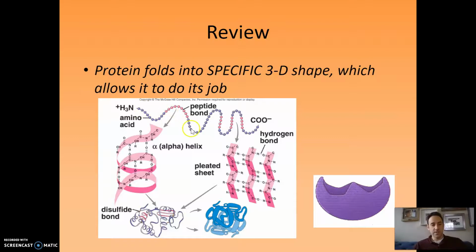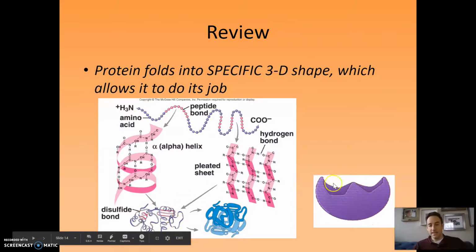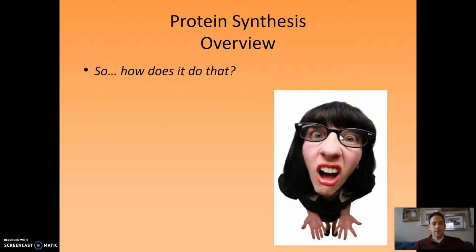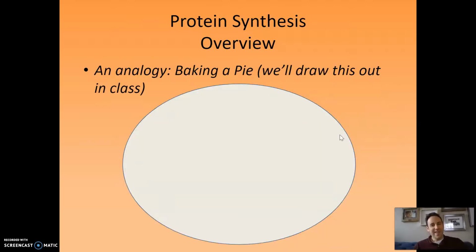And once that order is determined, that affects how it folds up into that specific shape, what the active site is going to look like, and what that protein is going to do in the cell. Again, DNA is the link between genotype and phenotype. Woot. So how does it do that? Well, that's where things get a little bit more complicated, and that really is the focus of this unit.